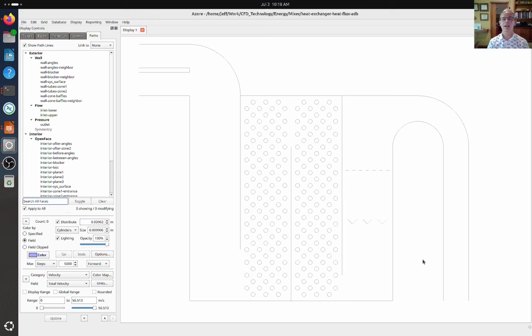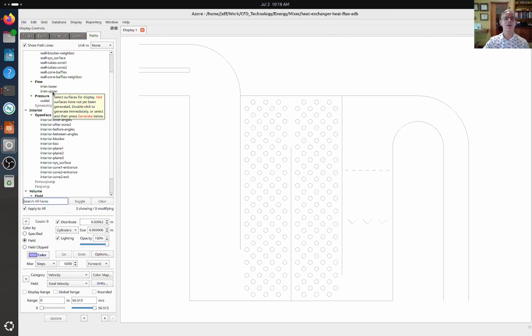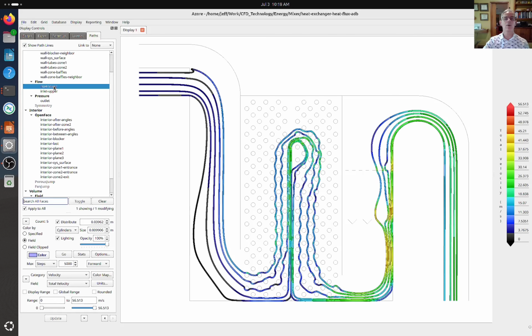So here is the Azore GUI, and the model has been brought up. The black lines in this model shown on the screen represent the hard surfaces in the model. To start with, perhaps the first thing we would like to do is look at the path lines in this model, and maybe we'll just look at the path lines starting from the lower inlet. This is where our air comes into the model.